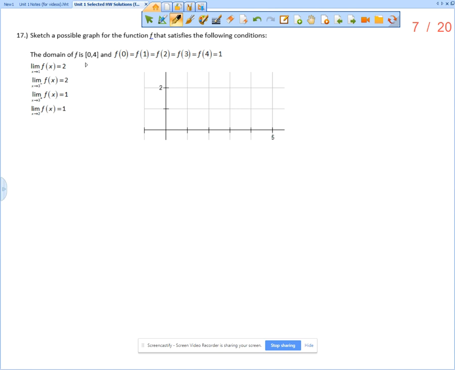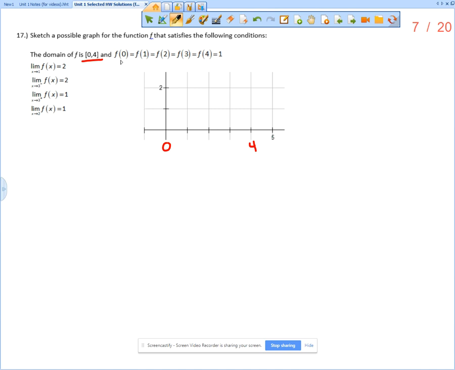So, first of all, the domain is 0 to 4. That means there must be a closed circle for all values of x starting at x equals 0 and going until x equals 4. So that is an important thing to keep in mind. But there should not be anything to the left of 0 or to the right of 4.